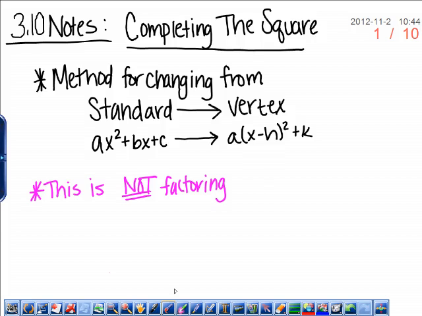The reason it's called completing the square is because to go from standard to vertex form, we've got to create a binomial squared. That's what that square means. It's not the shape square. It's as in like squaring a binomial. So we're gonna come up with a process that creates this binomial squared.